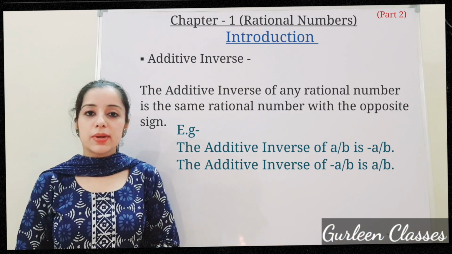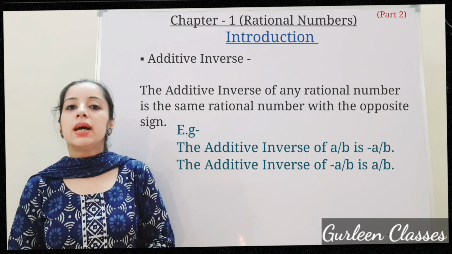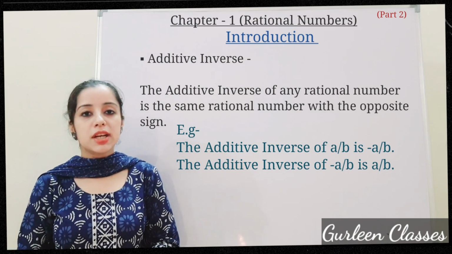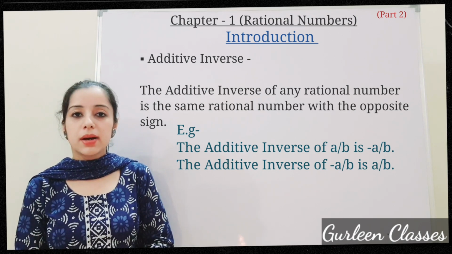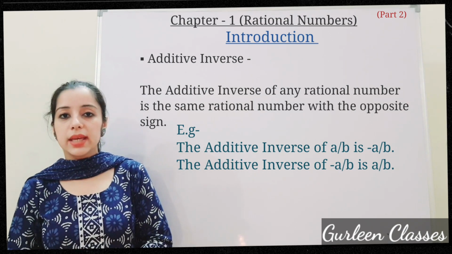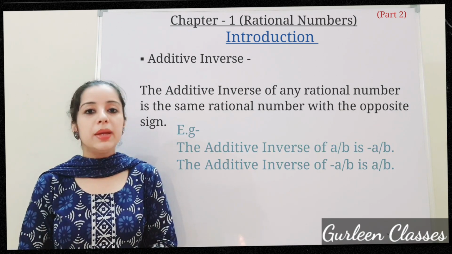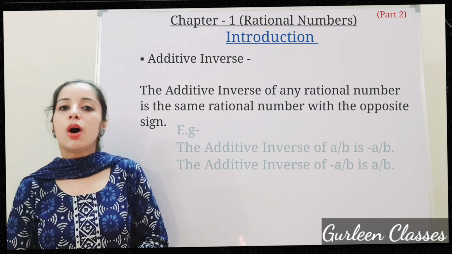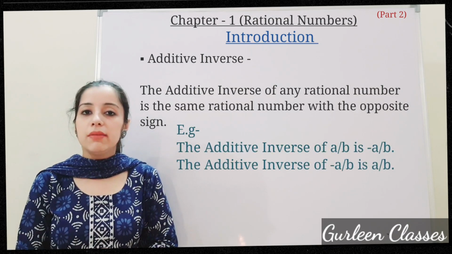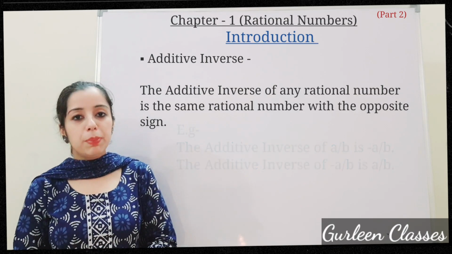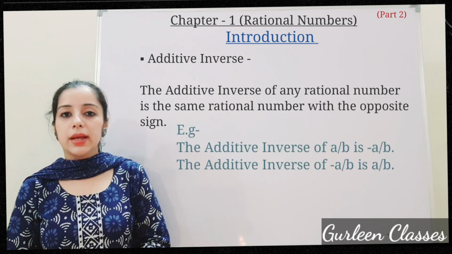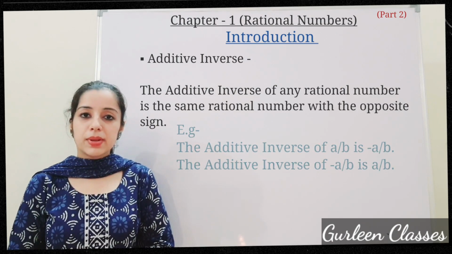Let us see what is additive inverse and multiplicative inverse. The additive inverse of any rational number is the same rational number but with the opposite sign. Example, the additive inverse of A upon B will be minus A upon B, or vice versa. The additive inverse of minus A upon B will be A upon B. Let us see with some examples.